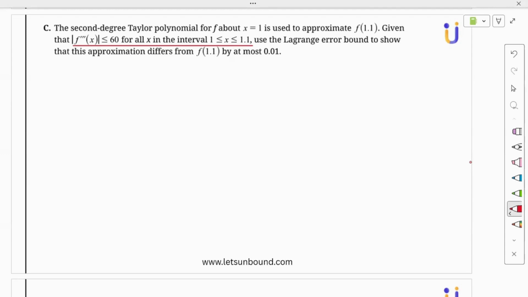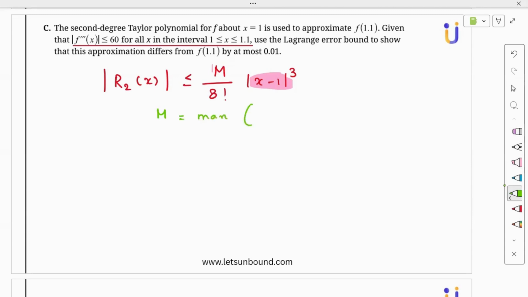Okay, so here we go. R2 of x, we are using a second degree polynomial. So the remainder error, R2 of x, the remainder polynomial, will be less than or equal to M by 3 factorial times the modulus of (x minus 1) the whole cube, because the Taylor polynomial is about x equals 1 and M is the maximum. I will tell you what M is. So M is the maximum of the third derivative of f on this interval, whatever interval we are working on. Right, so the bound like we made it.